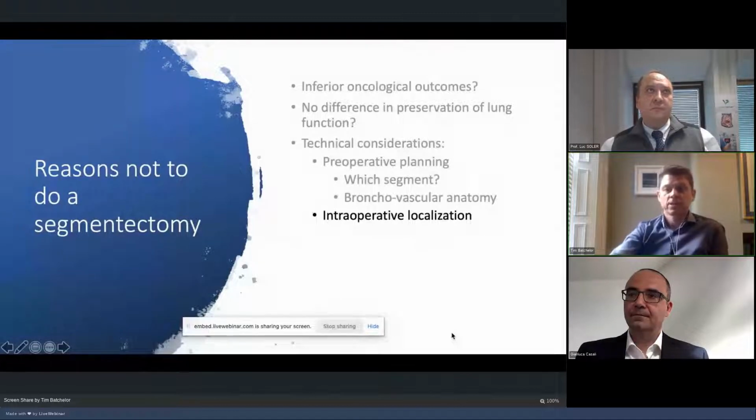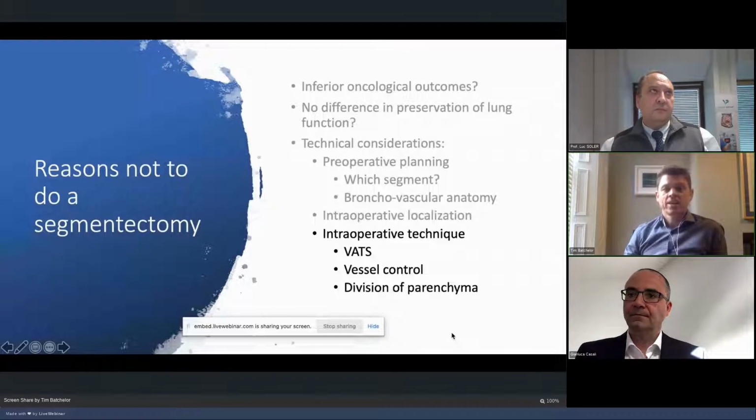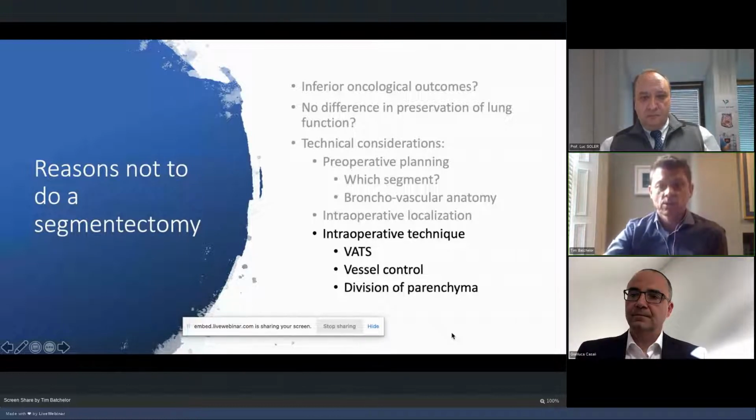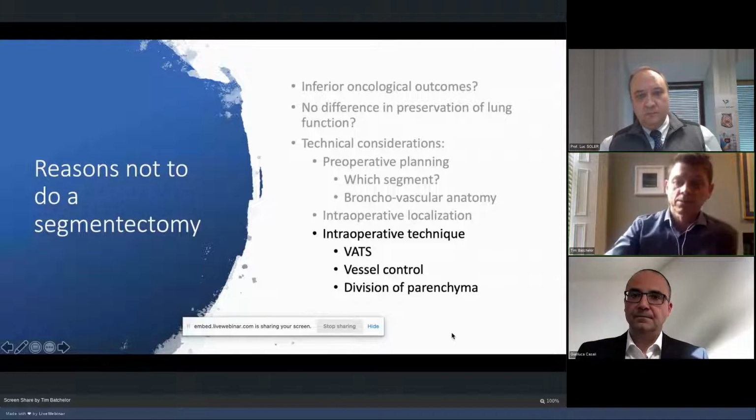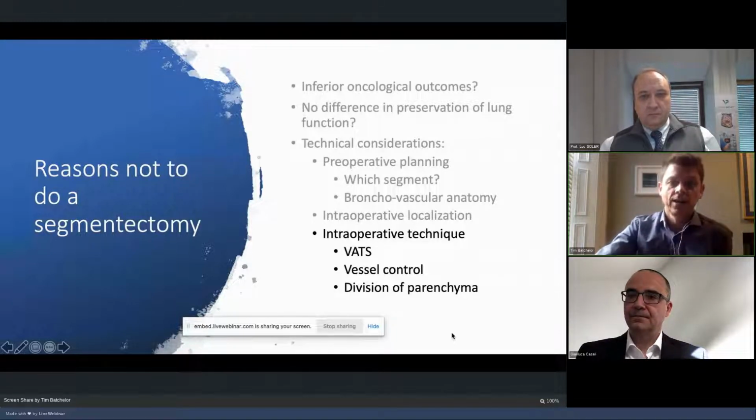Sometimes it can be difficult to find the nodule intraoperatively. And then what about the technique? VATS segmentectomy is a more difficult operation than VATS lobectomy, and it's more difficult than open as well. What about vessel control? Staplers are often too big for some of these vessels. And what about division of the parenchyma? That can be tough, knowing exactly where to put your staples, because some of the techniques we have are a little primitive in terms of defining parenchymal boundaries.